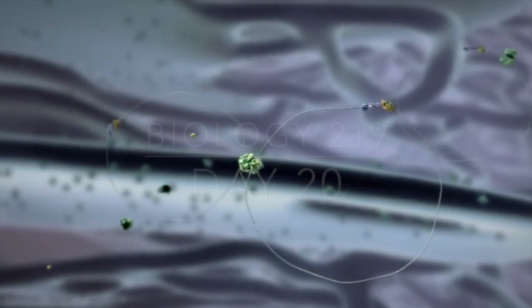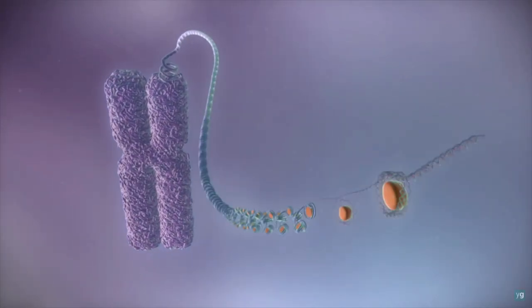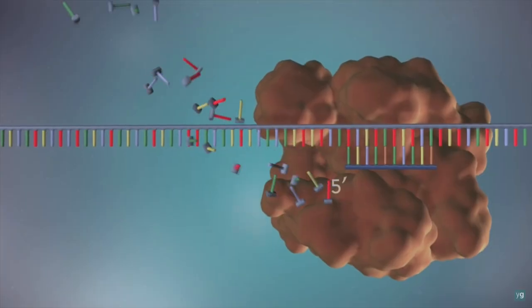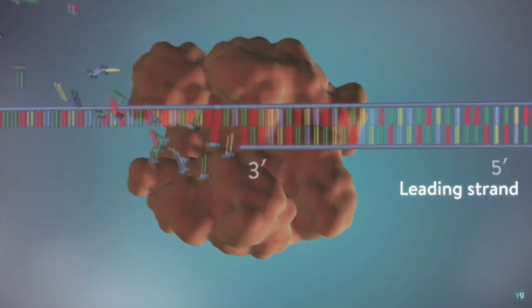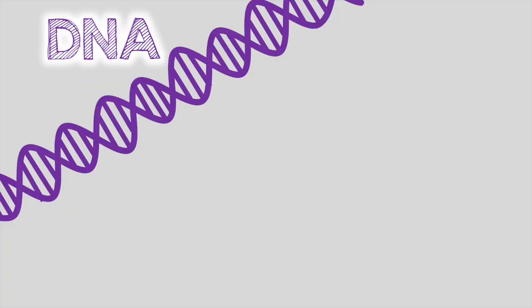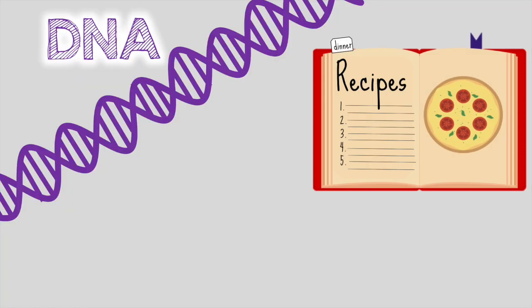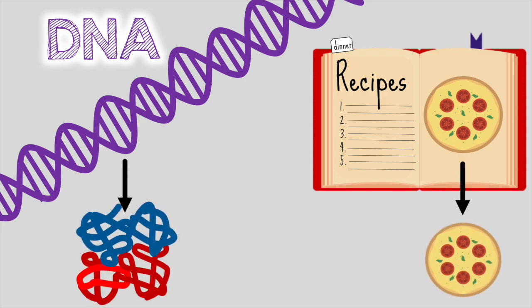Recently, we have been talking about the importance of DNA and how it is stored, maintained, and replicated. Now, we'll talk about what it is used for. Remember that DNA is information, like a recipe. A recipe is only useful if it can be used to make a product.